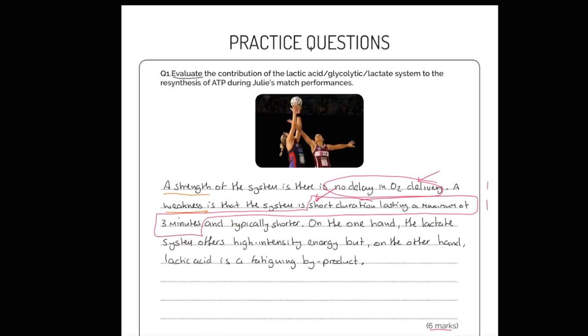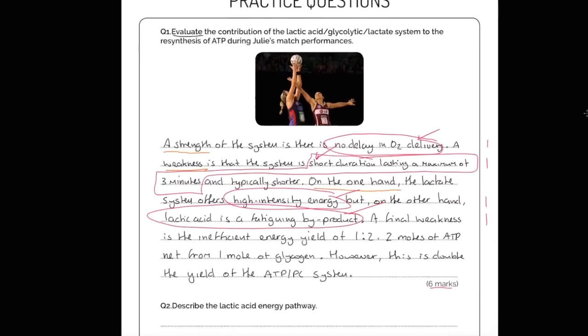Next little batch. On the one hand, beautiful prefix to use when you are talking about evaluation. On the one hand, and don't forget that comma, on the one hand, so I'm going to give sort of either a strength or weakness, the lactate system offers high intensity energy. There's my strength. But on the other hand, my grammar is correct, my use of commas is correct. But on the other hand, lactic acid is a fatiguing byproduct. Thank you. So I'm clearly evaluating. Here's my next point. A final weakness. So again, I'm talking about strengths and weaknesses. A final weakness is the inefficient energy yield of 1 to 2.